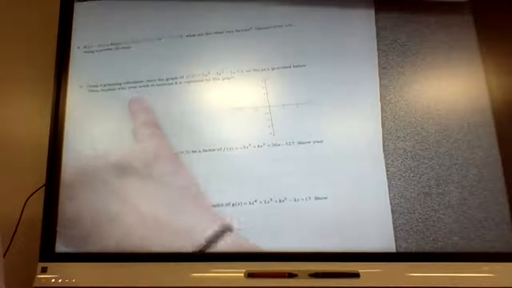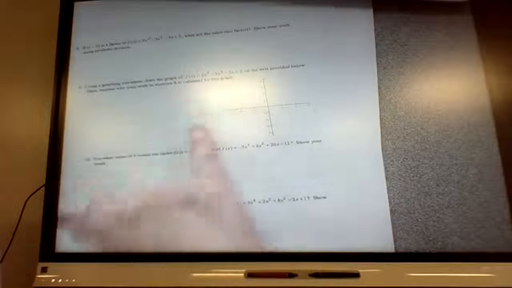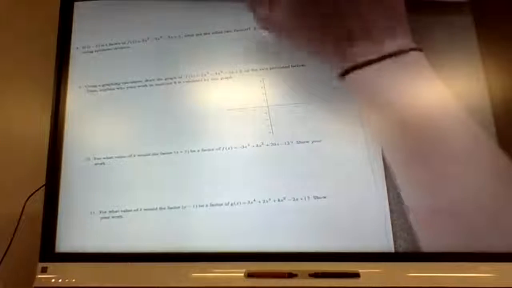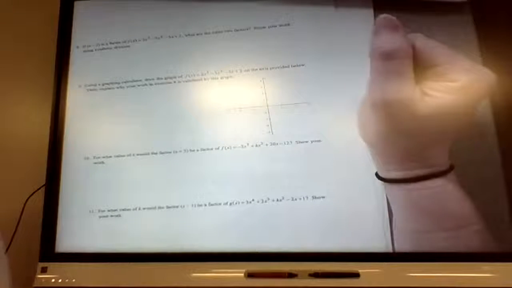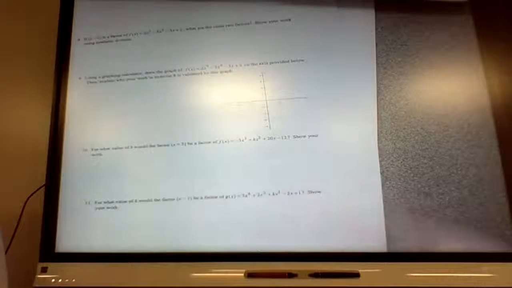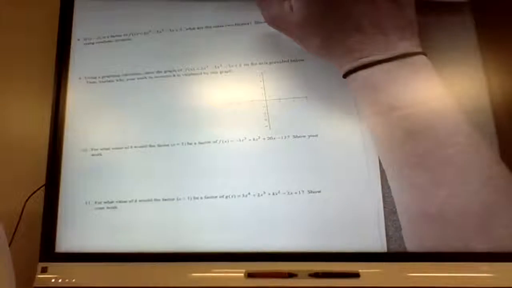Number 9 asks you to use a graphing calculator to draw this graph. If you don't have a graphing calculator, you can use Desmos on your Chromebook. That's my favorite website in the whole wide world. Here's a k problem and a k problem. So there you go, that's your homework. 11 problems, just a bunch of synthetic division. Because we love synthetic division. Way better than long division.